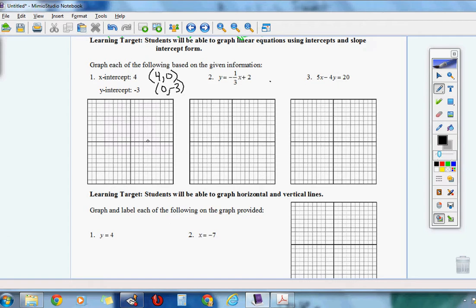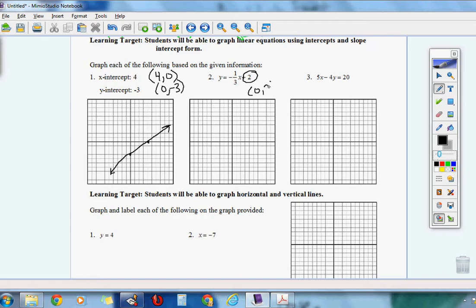We got 2 points. That's all we need. So 1, 2, 3, 4, put a dot. 0, 1, 2, 3, we put a dot, and then we try our best, no laughing, to make a pretty good straight line.